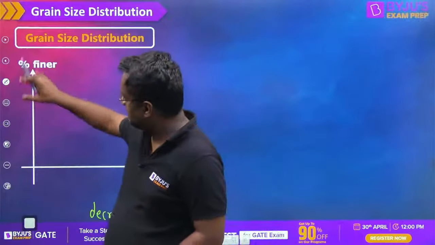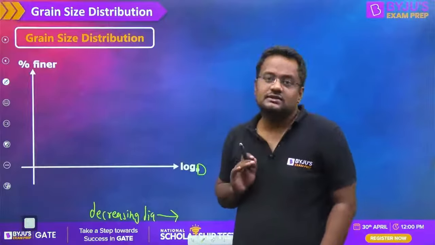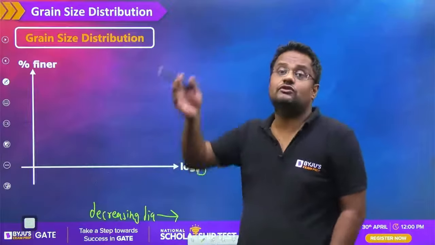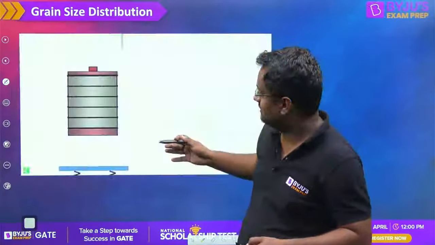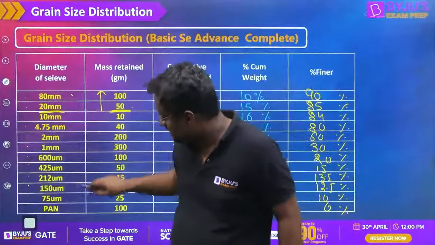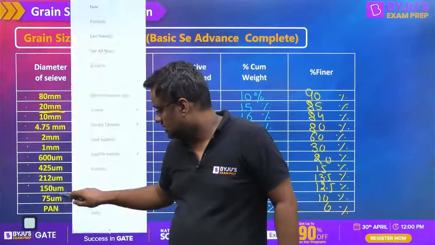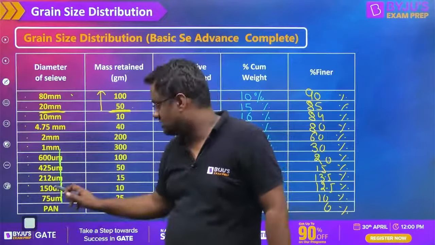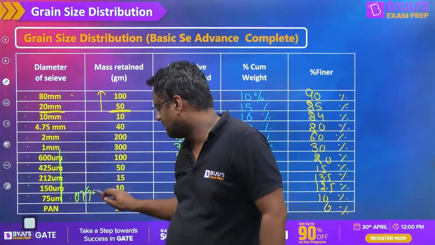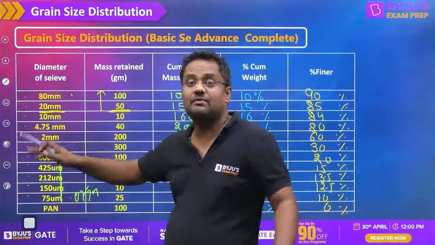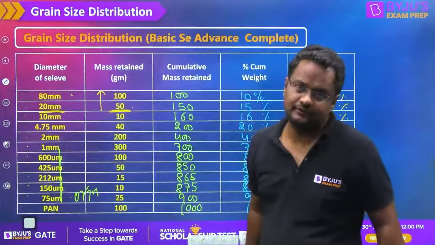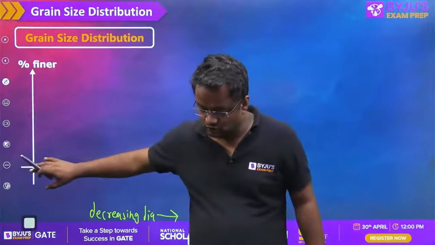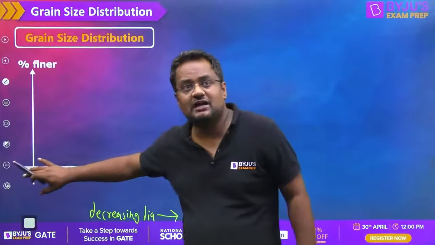Now first of all, please see why this is semi-log graph paper. This is the arithmetic scale, this is the log scale. Percentage finer will range from 0 to 100, but diameter is ranging 10,000 times. If you see 80 mm and 75 micron, there is a 10,000 variation. This 75 micron is 0.075 mm, and 80 mm is a huge difference, more than 1000. So that huge difference cannot be accounted for in an arithmetic scale.